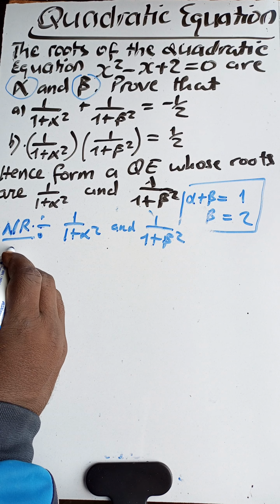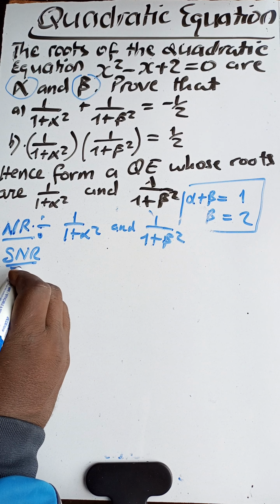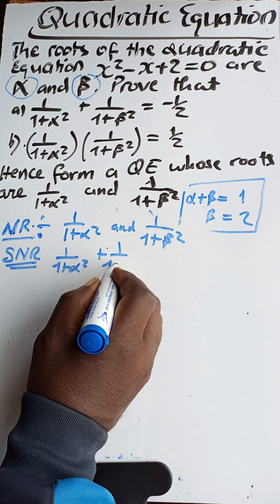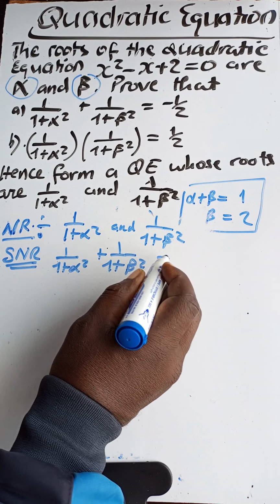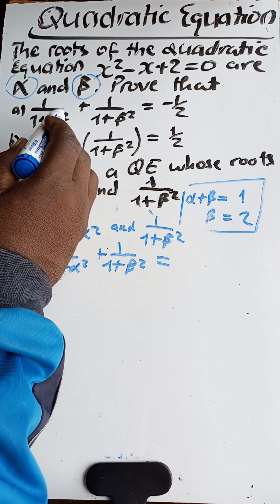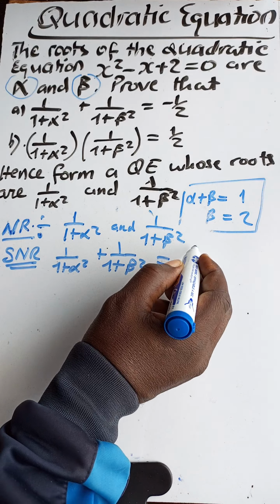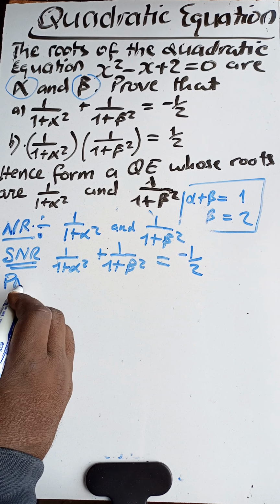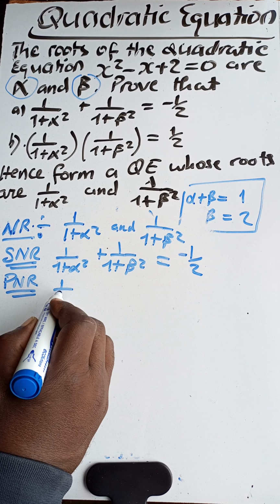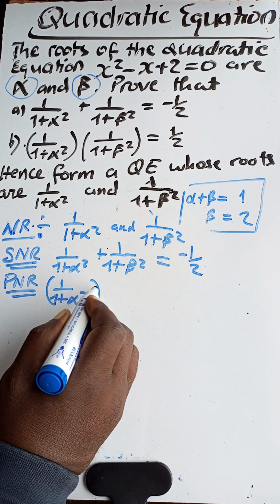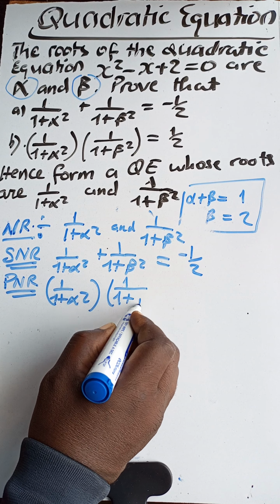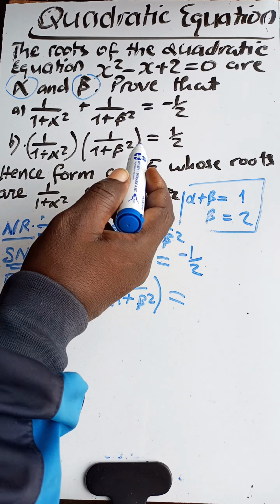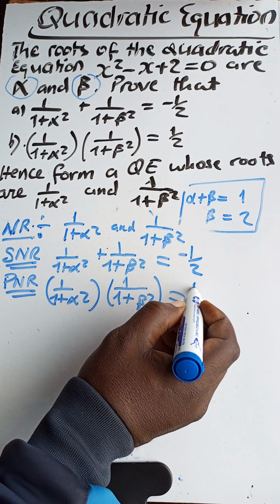Okay, so we look for sum of new roots. Sum of new roots is 1 all over 1 plus alpha squared plus 1 all over 1 plus beta squared. And we look up there. We actually did it earlier on. So we just simply equate the result. So sum of new roots is negative half. And then product of new roots is 1 all over 1 plus alpha squared multiplied to 1 all over 1 plus beta squared. And again, look at the B. B is actually that product that we did earlier on. So we just quote the result, it is a half.